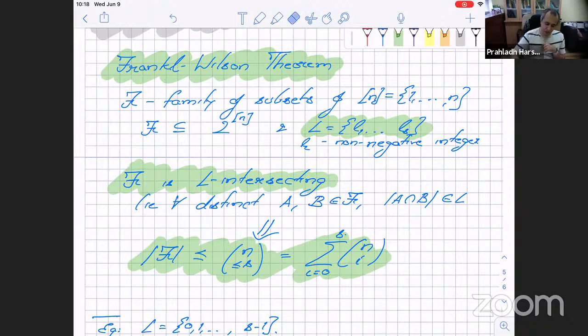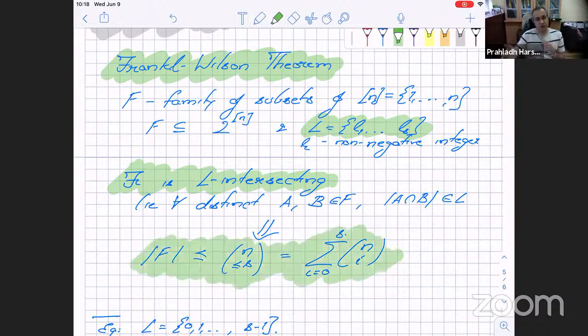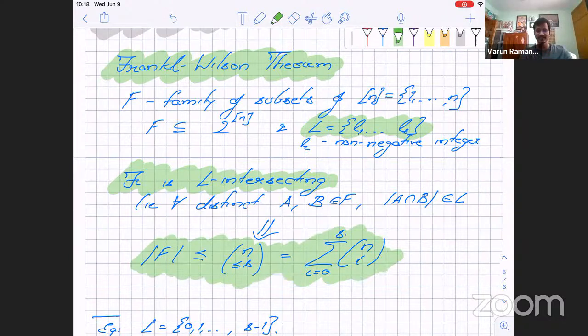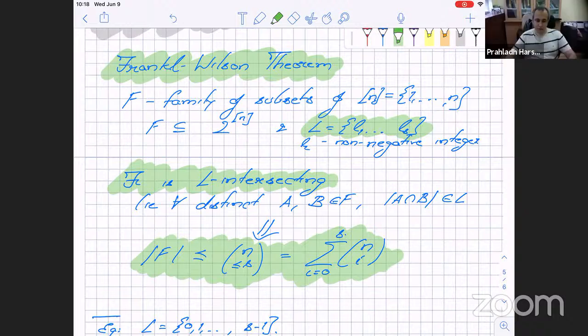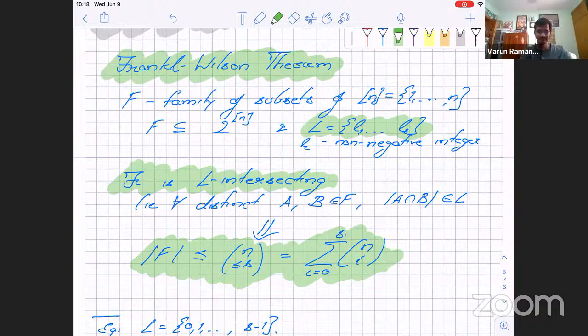I should be a little careful. Let's not call this f, let's call this small f, because capital F I've been using for the functions on this class. There's another script F here, script F is L-intersecting.